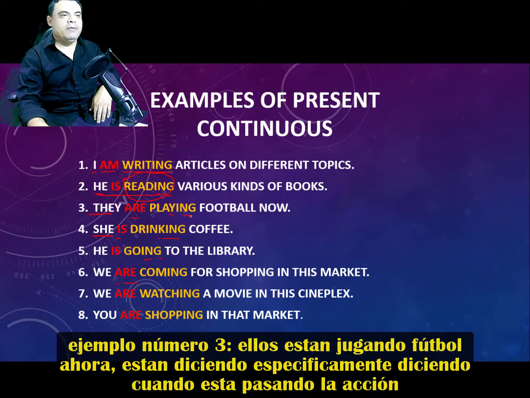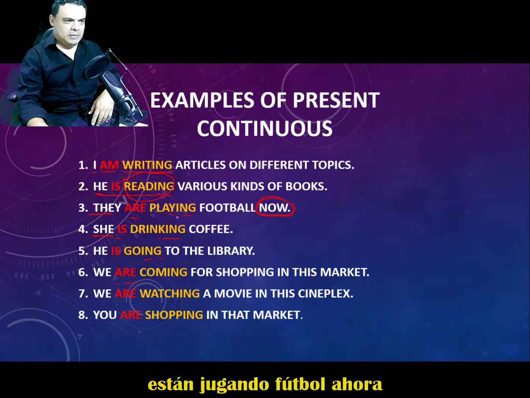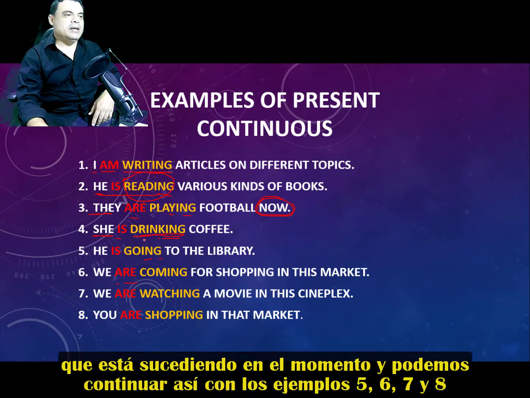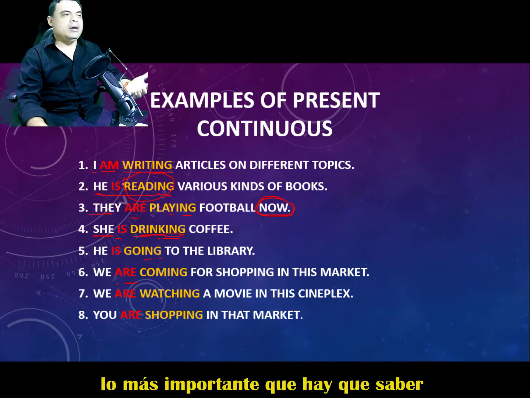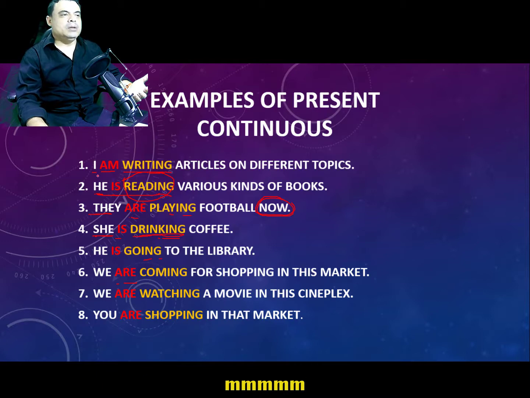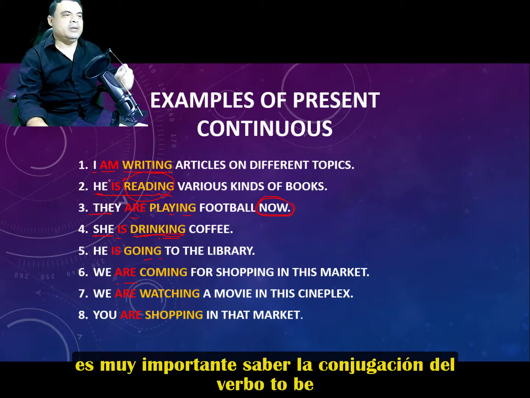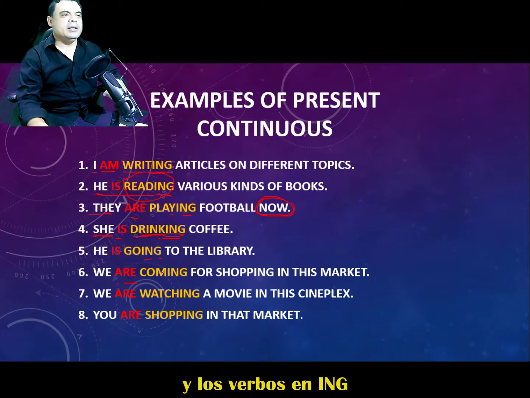Example number 3, they're playing football now, and they are specifically saying when the action is being done. So the action is being done now. They are playing football now. She's drinking coffee, another action that is happening now. And we can continue like that with examples 5, 6, 7, and 8. The important thing to know here is the conjugation. Remember that. It's very important to know the conjugation of the verb to be and the verbs in ing.